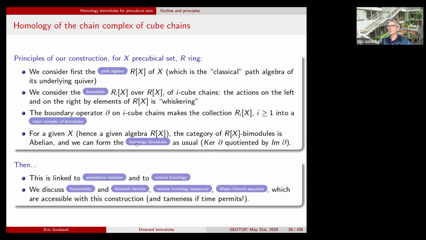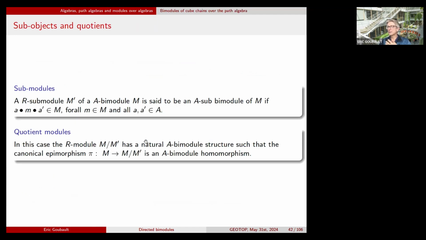So now you can define the homology bimodules, as I told you, looking at the kernel of this boundary operator quotiented by the image. And you just have to be at ease with what submodules and quotient modules are in case you're looking at modules over algebras, right? And not modules over rings. It's not very much different, in fact. So a submodule, R submodule M prime of an A bimodule M, where A is an algebra, R is a ring, is an A submodule if it's stable by the action of the algebra on the left and on the right.